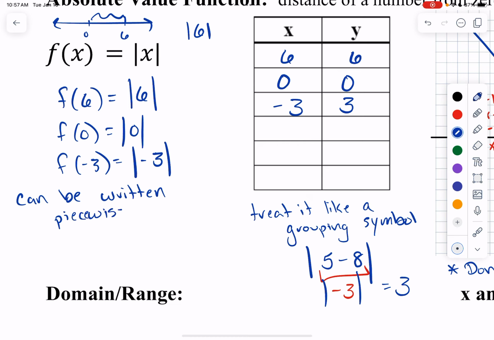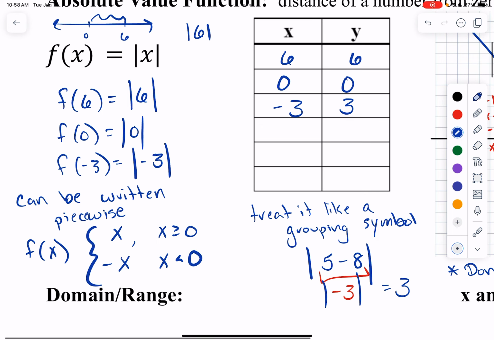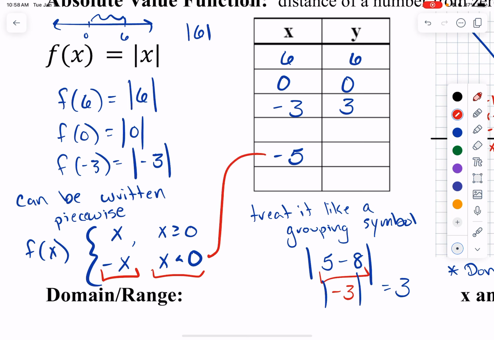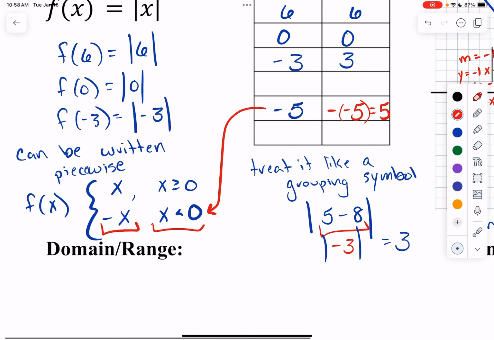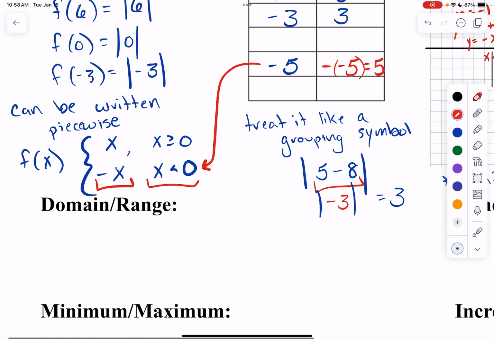Oh, forgot the S. The E, sorry, can be written as a piecewise function. It's equal to x for x's that are greater than or equal to 0, and it's equal to -x for x's that are less than 0. Meaning if I put in a number less than 0, let's say -5, I would be in this interval. So I would need the negative of -5, which is 5. Which makes sense because -5 is 5 units from 0. So again, it can be written as a piecewise function.